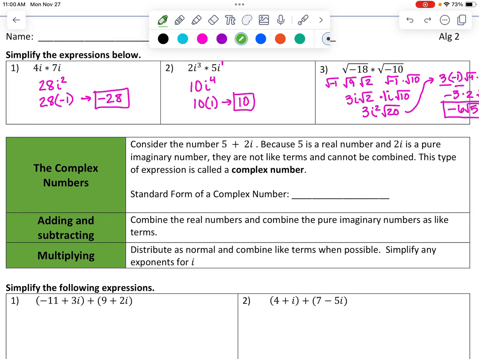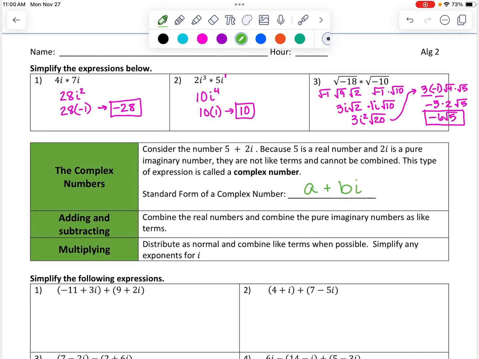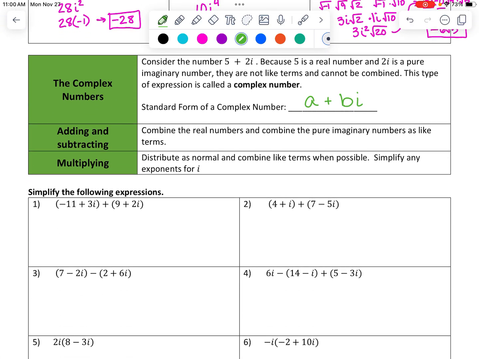They cannot be combined because one is a real number and one is an imaginary number. But when they're written like that, it is a complex number. So a is going to represent the real number part, and bi is going to represent the imaginary part. So we always want the real number first, the imaginary number second. When we are adding and subtracting, we're going to combine all the real numbers and combine all of the imaginary numbers, just like we would combine like terms, how we've done before. And when we're multiplying, that's when those powers of i will come in, and we'll have to make sure we simplify if we have anything other than just regular i.